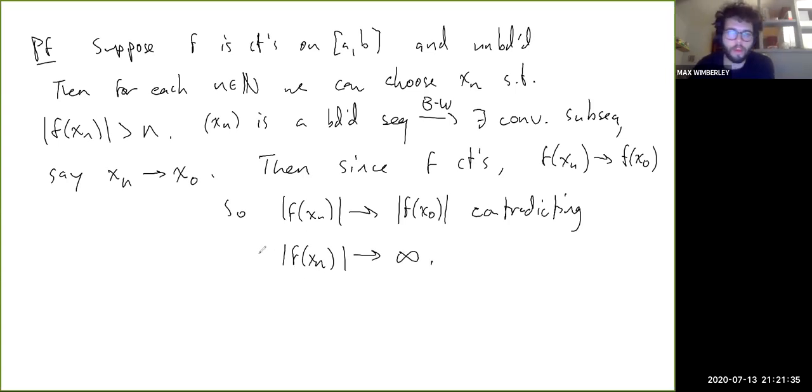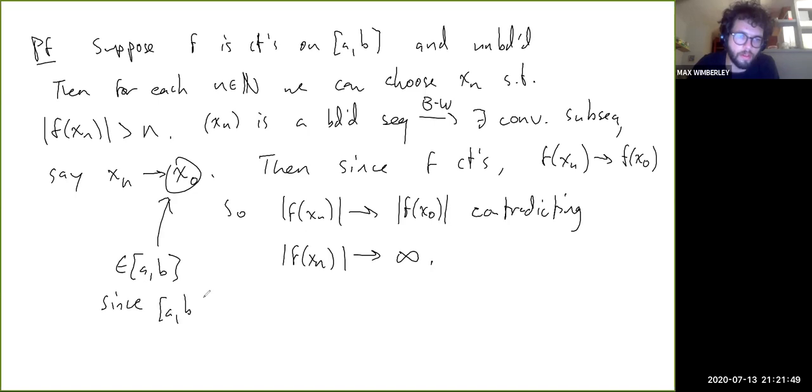Oh, and what I should also say is that x naught must be in AB because AB is closed. So we used both the closed and boundedness properties of AB here. Boundedness of AB was important because that's what let us apply the Bolzano-Weierstrass theorem, because the boundedness of AB made sure that the sequence xn was bounded. But the closedness of AB was what let us say that x naught was actually an element of AB.